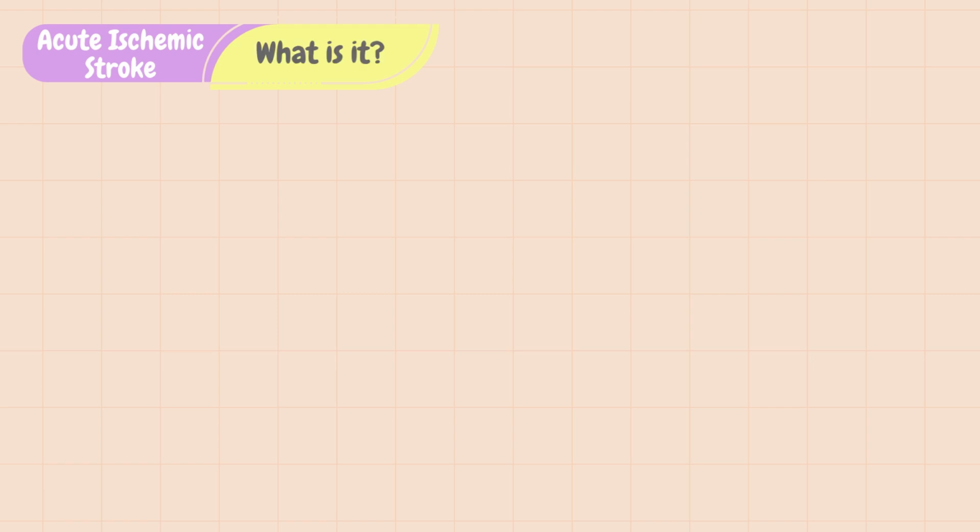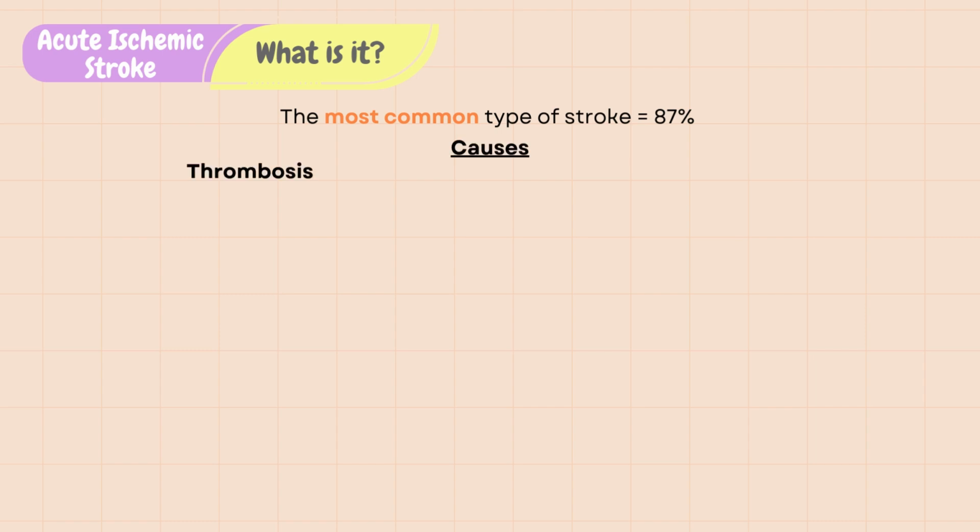Today's topic is ischemic stroke. Ischemic stroke is the most common type of stroke that accounts for 87% of all strokes. The most common cause of ischemic stroke is thrombosis, which is formation of clots in arteries within the brain.